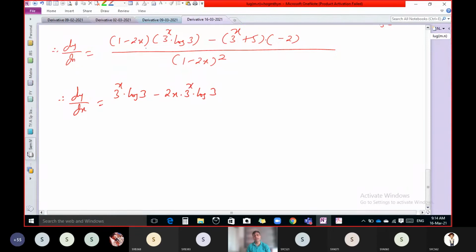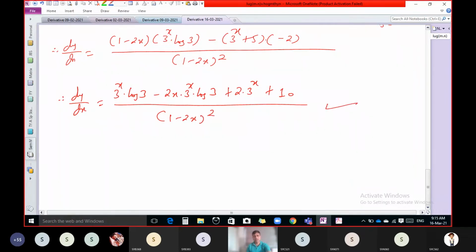Just we have to open the bracket. And this minus and this minus, we get plus. So 2 into 3 raised to x, and plus 5 twos are 10, upon 1 minus 2x the whole square. This is my final answer.